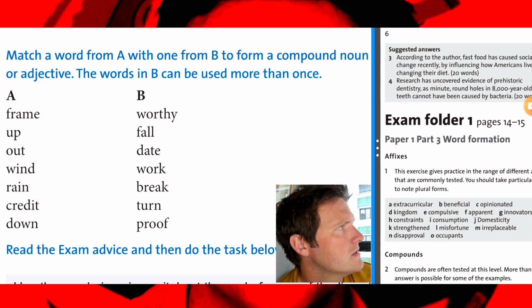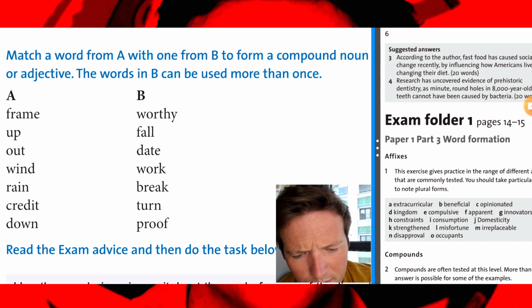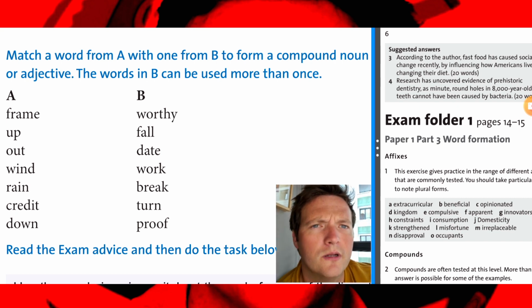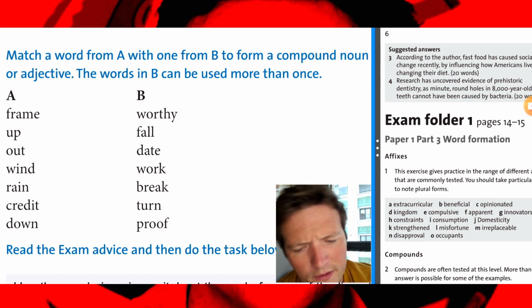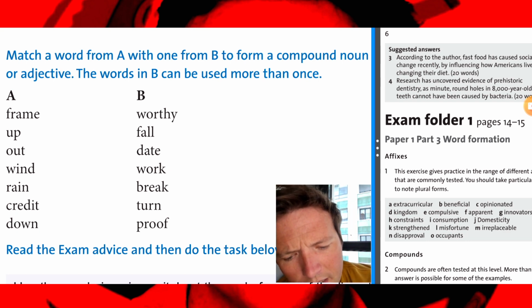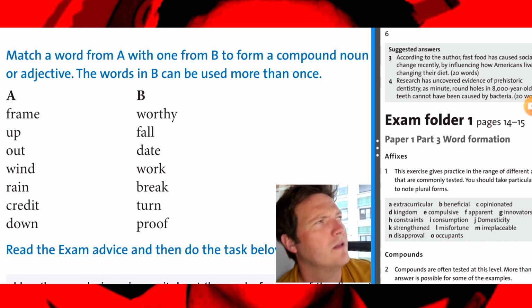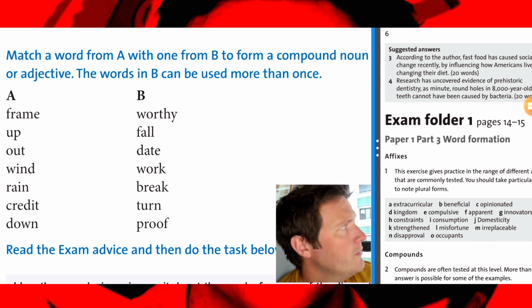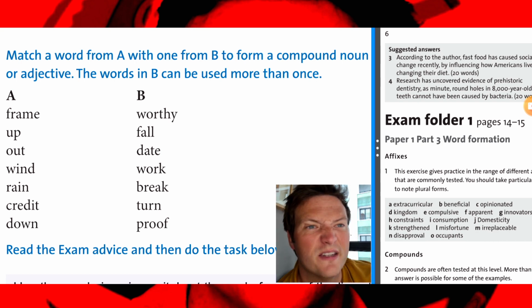Creditworthy. Creditworthy is believable, no? It's creditworthy, it's creditable. Believable, creditworthy. Trustworthy, something along those lines, no? Creditworthy. Credit fall, credit date, credit work, credit break. Credit break? Yeah, that's a thing. Get a credit break. I think that's when they give you, what is it, like more time to pay your debts or something like that. Credit term, credit proof. Credit proof? Proof of credit. Credit proof? I'm not sure that's a thing.